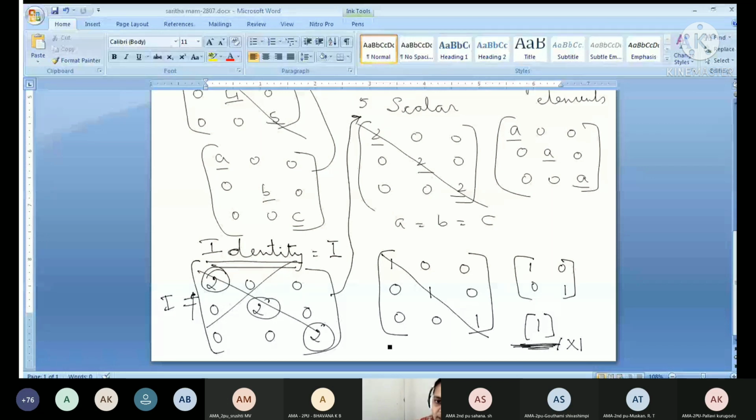Okay. So suppose if I write 2 here, what will this be? It is a row matrix. It is a column matrix. It is a square matrix. It is a diagonal matrix. It is a scalar matrix also, but not identity. But not identity. For identity, there should have been 1, but there it is 2.